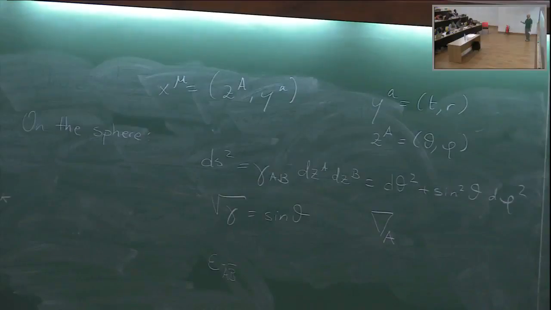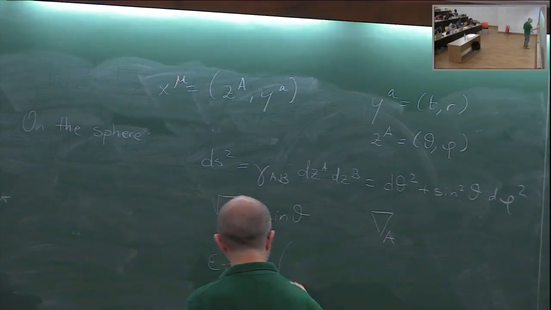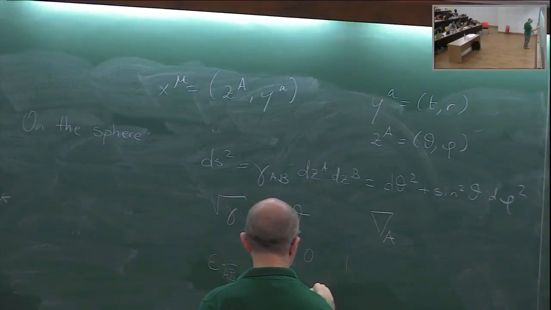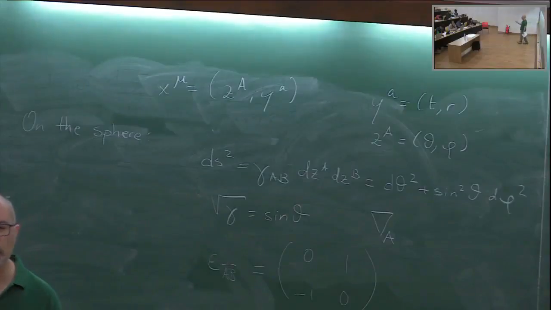And if you write it down as a matrix, I think you can easily convince yourself that it's going to be given by 0, 1, minus 1, 0. Because the Levi-Civita symbol has to be 0 when i is equal to j, 1 when ij is 1, 2, and minus 1 when ij is 2, 1. But this is not a tensor. This is a tensor density in the language that you can find, for example, in Poisson's book.